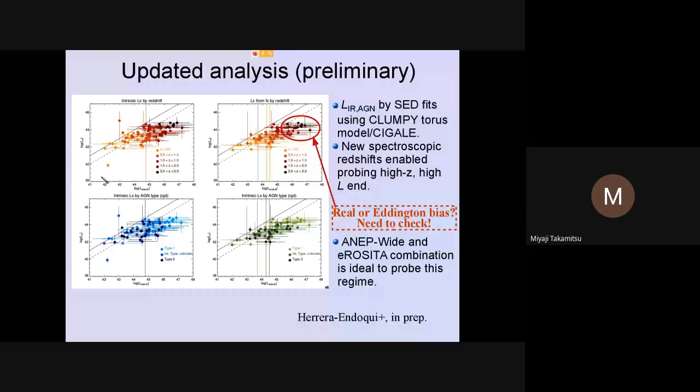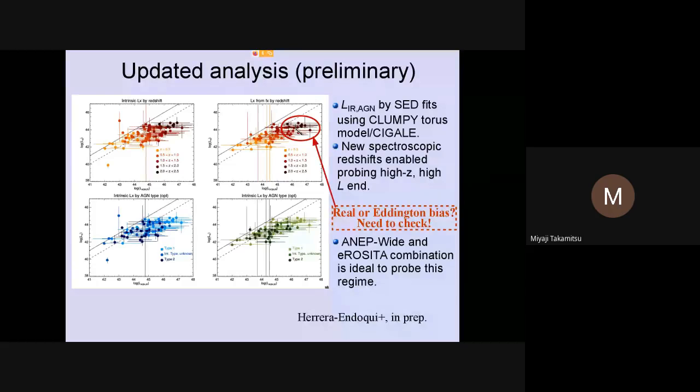We have a little bit lower X-ray luminosity at the high luminosity end, but we still have to see, because this may be some kind of Eddington bias. And actually, if you have closer and more and more luminous AGNs in the Akari NEP wide field, and if you combine it with eROSITA, you can probe this part more precisely.